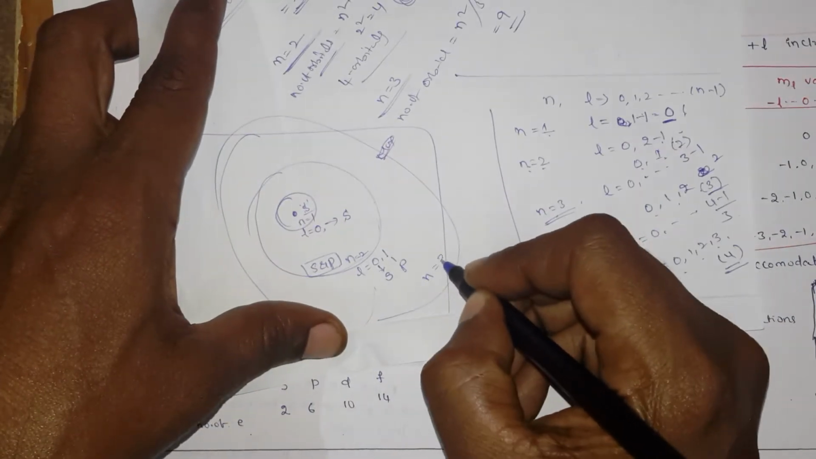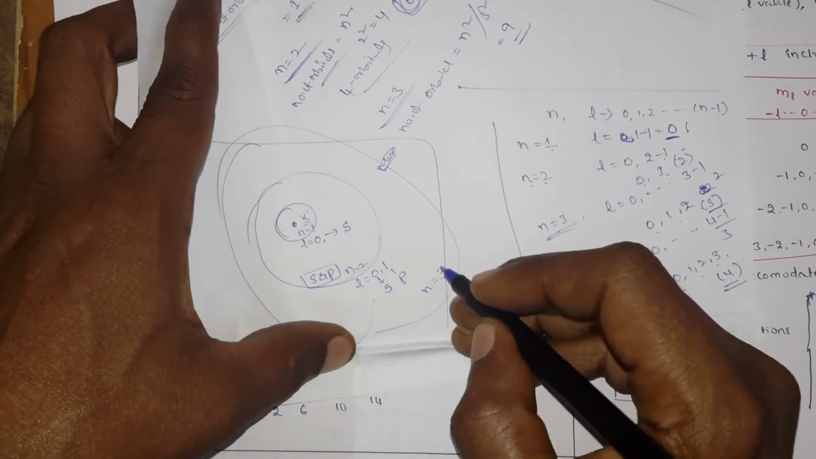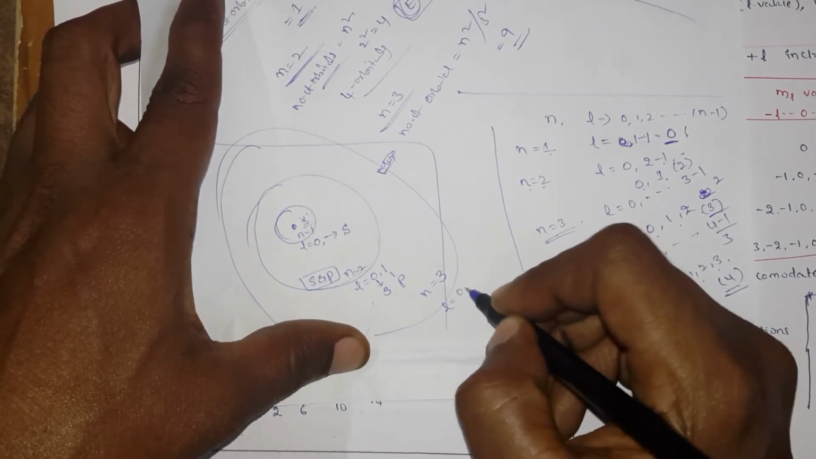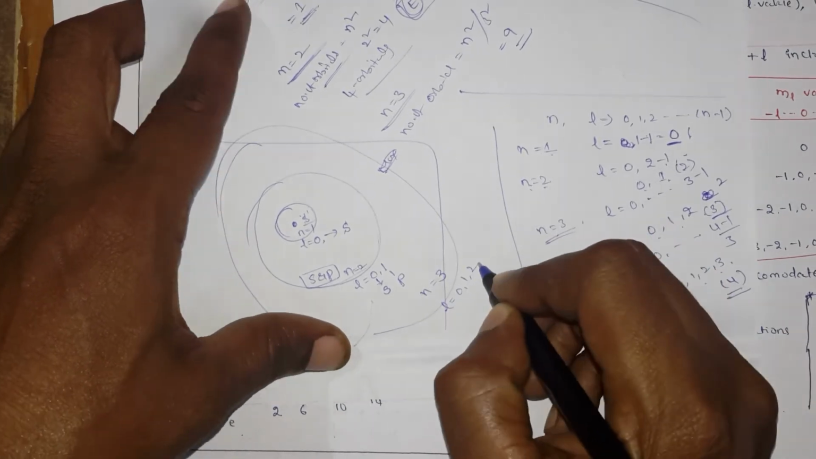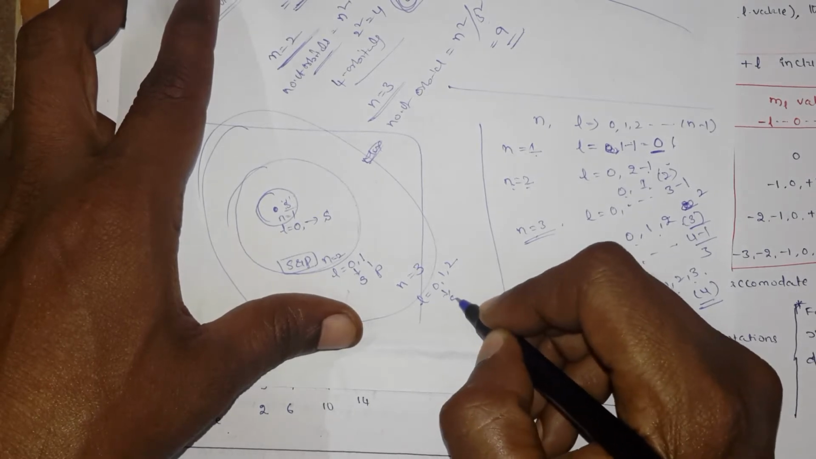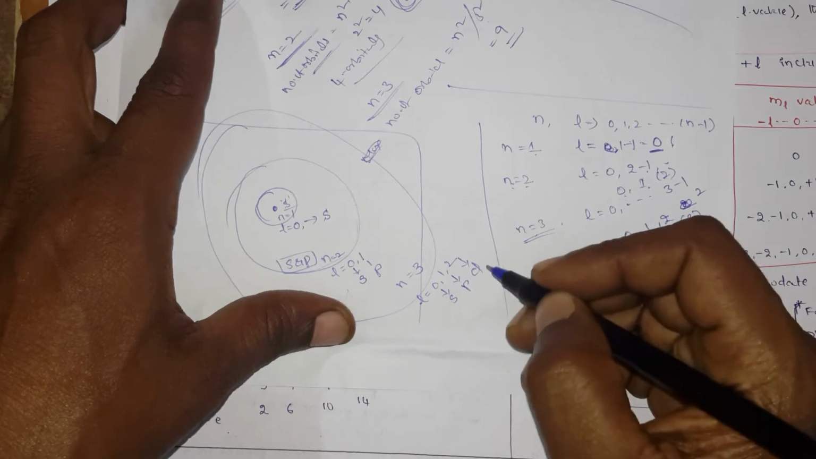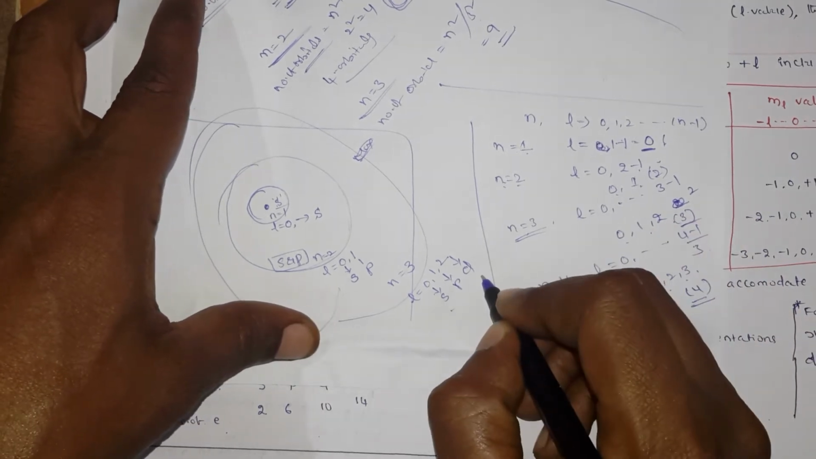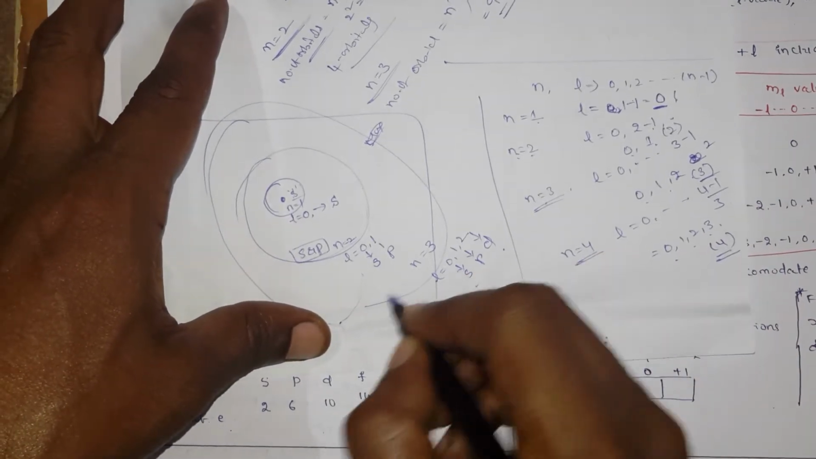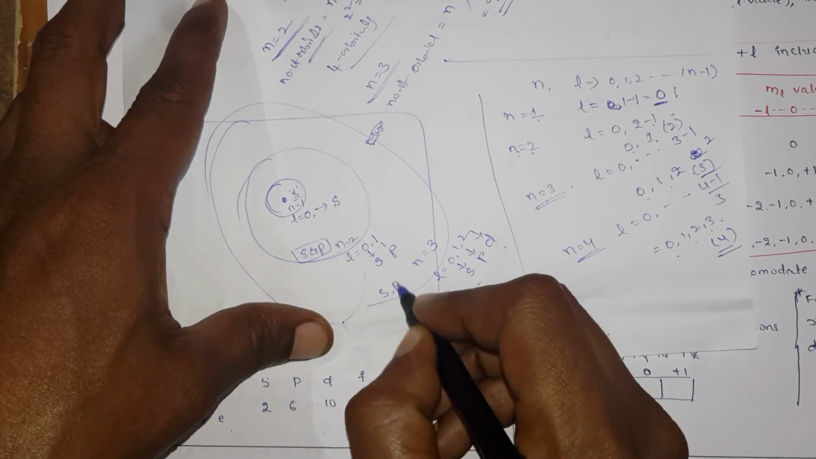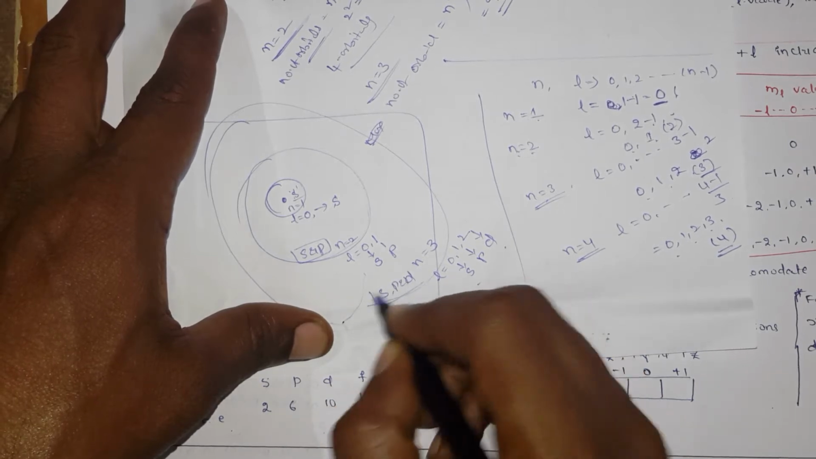Come to n is equal to 3. What are the L values? The L values are 0, 1, 2. So 0 represents s, 1 represents p, and 2 represents d. These are the subshells. So in n is equal to 3, s, p, and d subshells can be present.